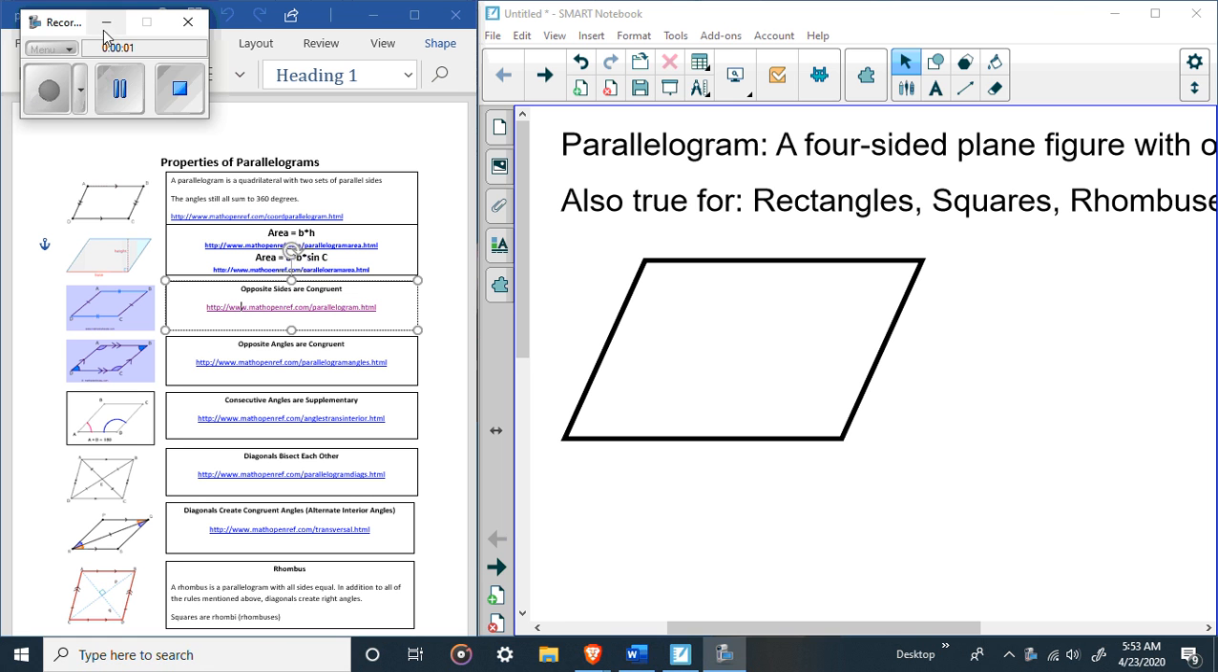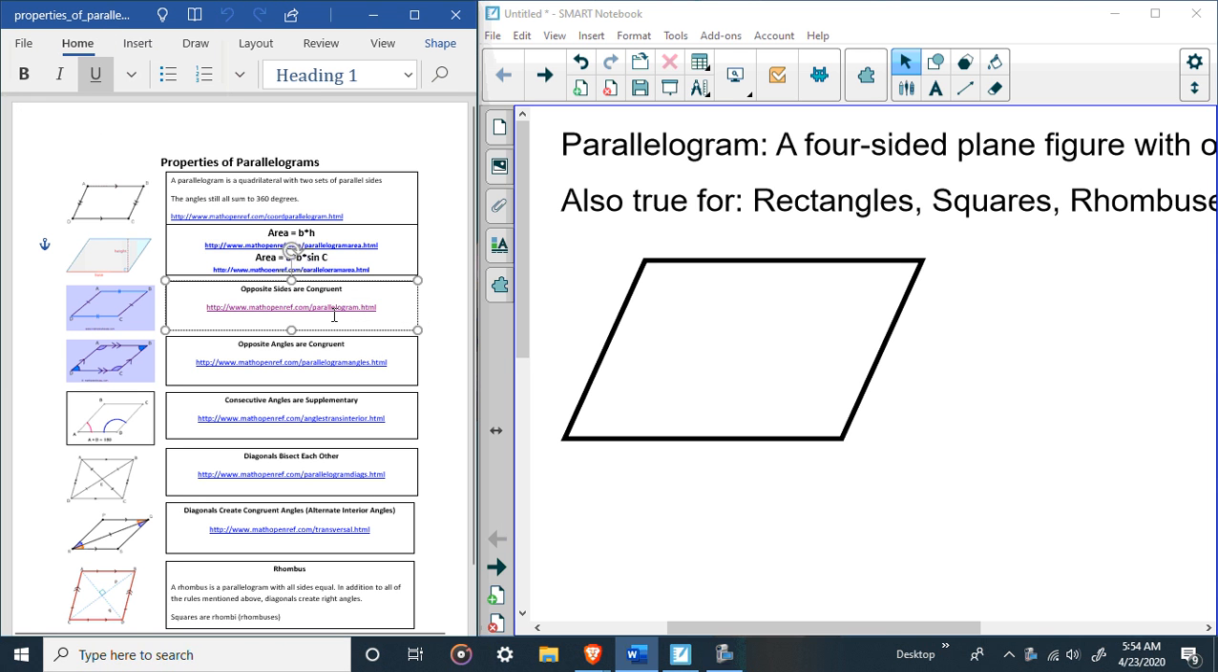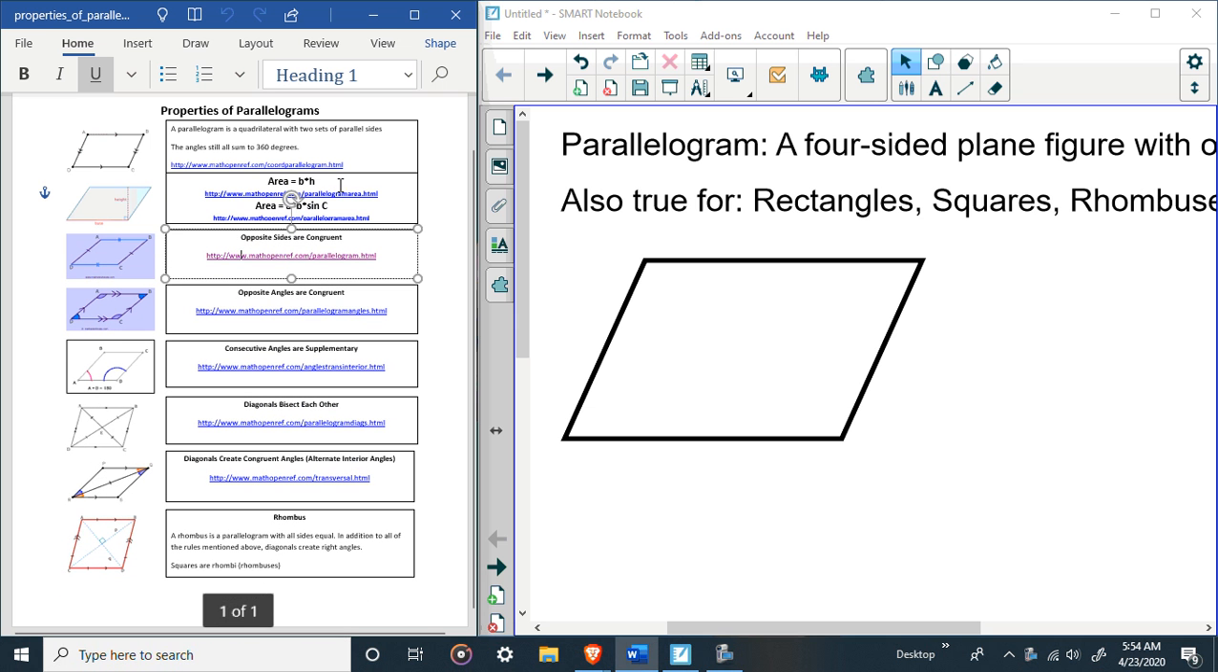Today we get to talk about parallelograms. There are a lot of properties for parallelograms. This is my notes that I make for parallelograms on the website. I will also just post a link to Math Open Reference where most of these things come from. You don't need to know necessarily all of these.